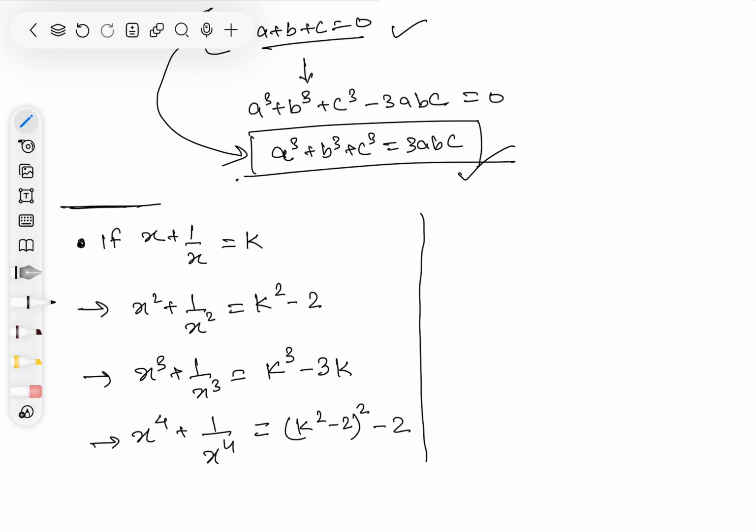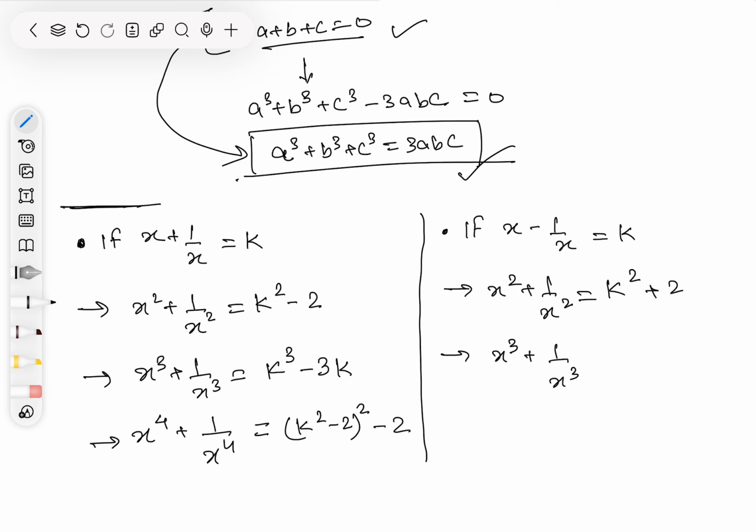Similarly, if x minus 1 by x is given as k, then x square plus 1 by x square can be written as k square plus 2. Here it was minus 2, now it will be plus 2. Similarly, x cube minus 1 by x cube can be written as k cube plus 3k.